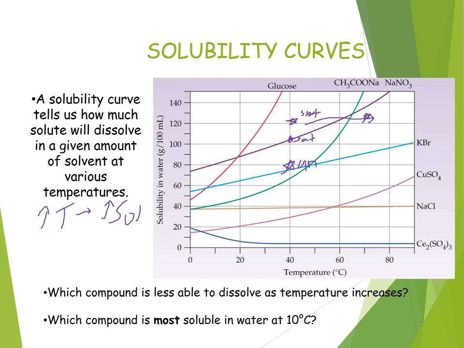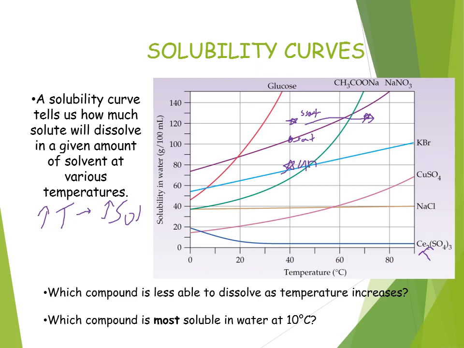So some questions on the bottom here. Which compound is less able to dissolve as temperature increases? That would be this cerium 3 sulfate. If you're curious as to why, cerium 3 sulfate releases heat. It's an exothermic reaction. So if you add heat to the solution, there is going to be no energy reason why it should dissolve. So that gets a little more into some kinetics and something called equilibrium and Le Chatelier that we don't really need to deal with. But you can see that it's more of an exception than the rule.